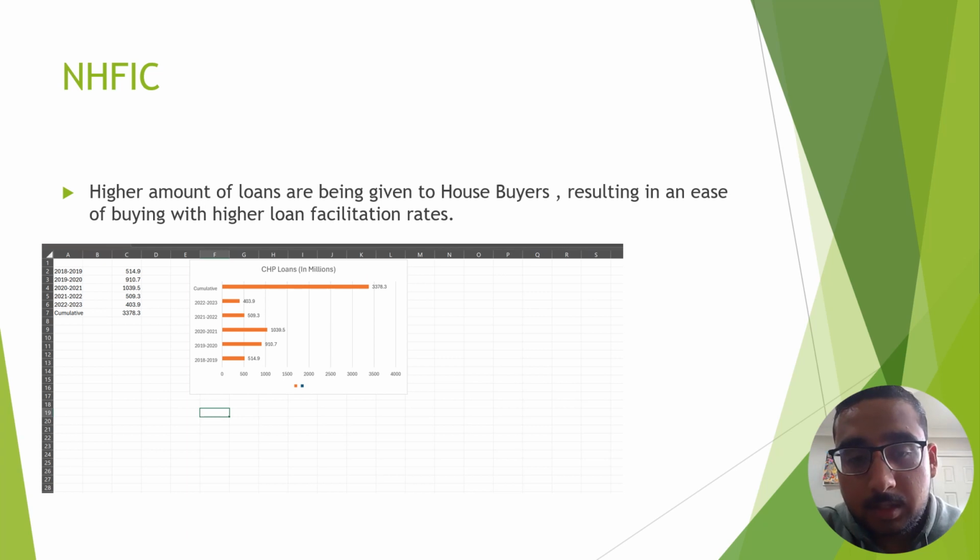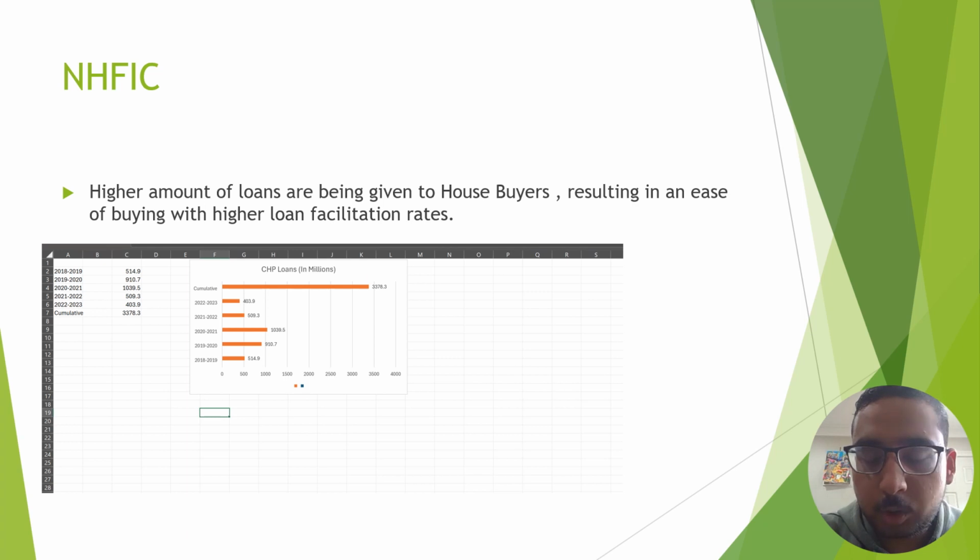Also, now we look at the NHFIC, which stands for the National Housing Finance and Investment Corporation. This is one of the datasets they have given out for the number of home loans provided in the last 5 years, from 2018 to 2023. We can see a significant increase in the home loan facilitation rates, especially around 2019, 2020, and 2021, which is around the time when COVID occurred. So that also means there has been a significant increase in the accessibility of home loans.